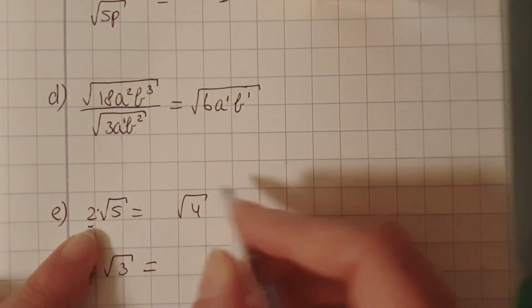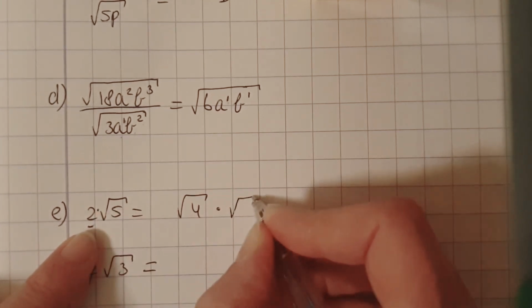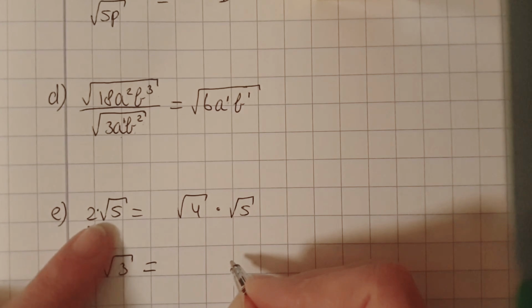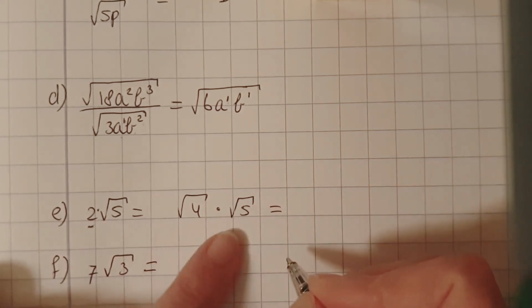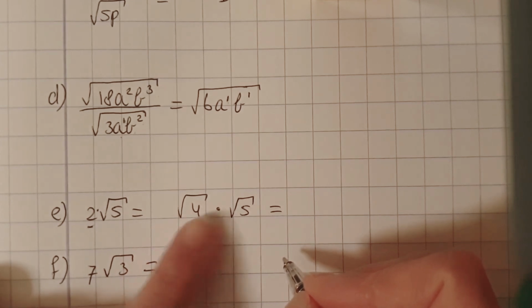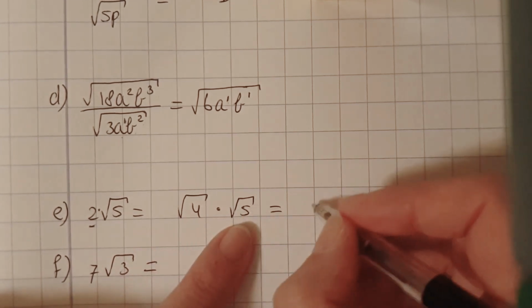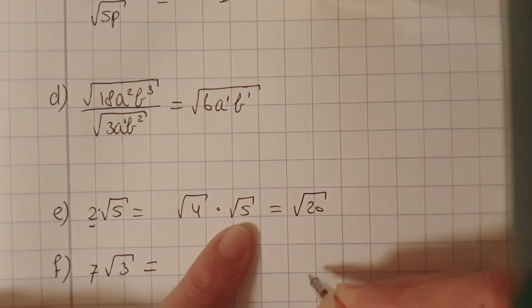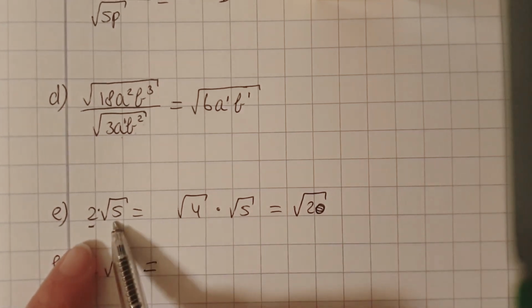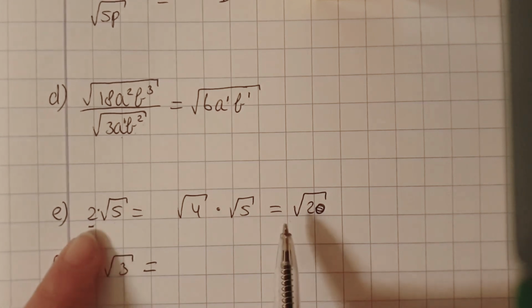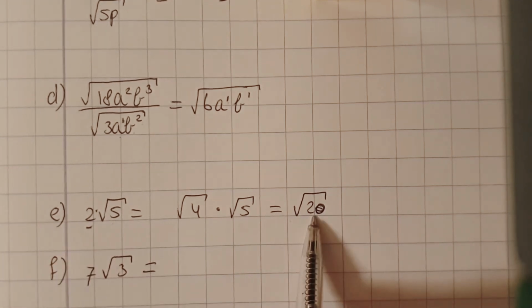And there's a times here. So square root 4 times square root 5. It's actually the same. This is the same as that. Now I can simplify this. You just simply do the square roots times each other. So 4 times 5 is 20. So this is the same as that. 2 square root 5 is the same as square root 20.